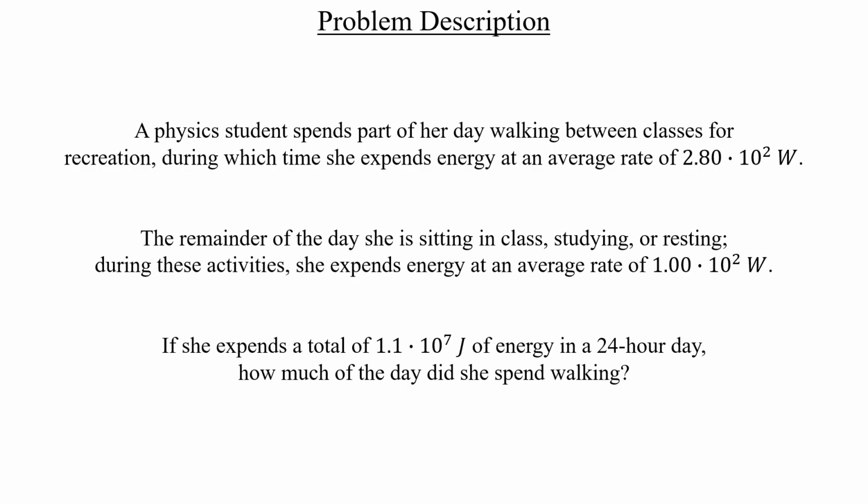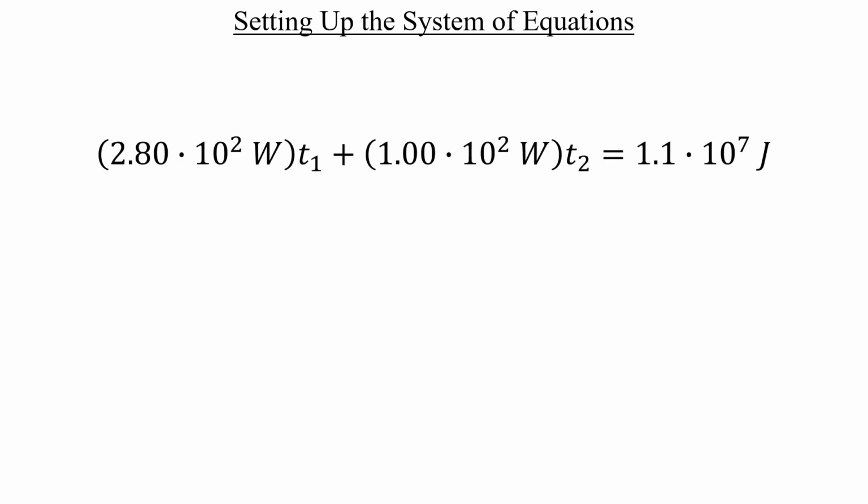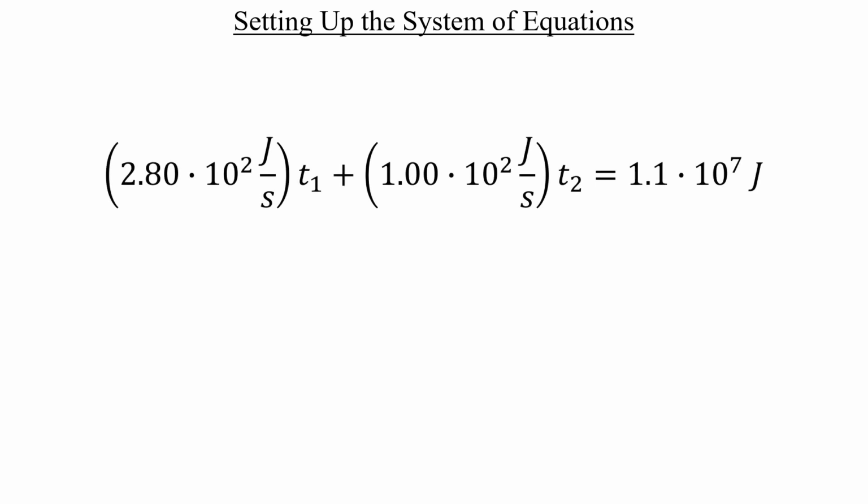This one is testing our knowledge of dimensional analysis, as well as the ability to set up and solve a system of equations. Let's get started. The first equation in our system is going to relate those average energy expenditure rates to the total amount of energy that this student uses per day. Remember that the units of watts are joules per second. So if it helps, you can rewrite this first equation using those units instead, like this.